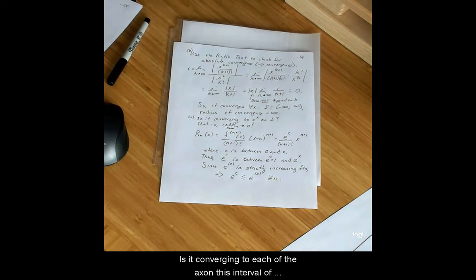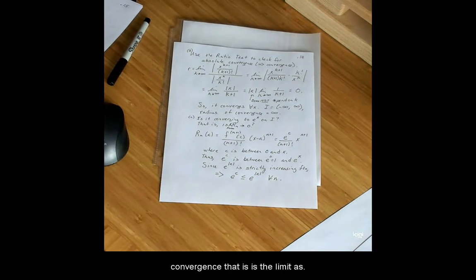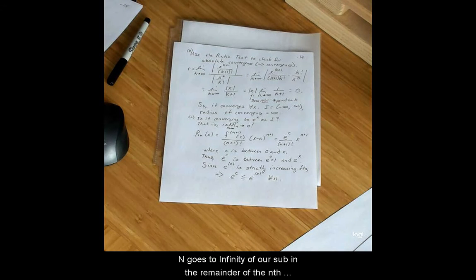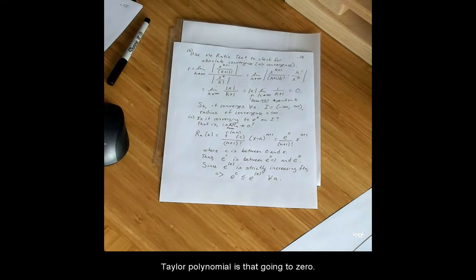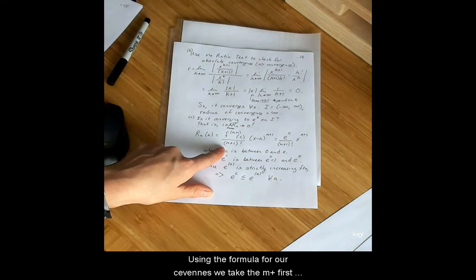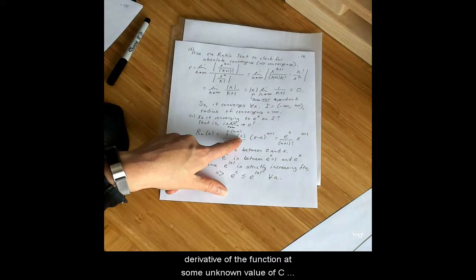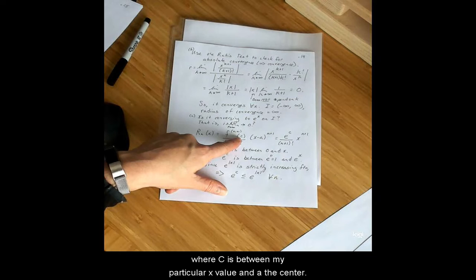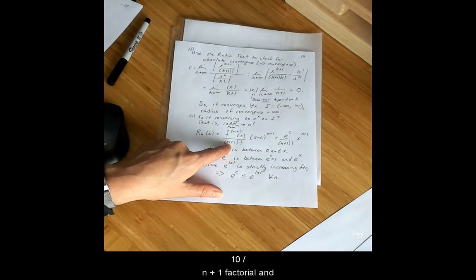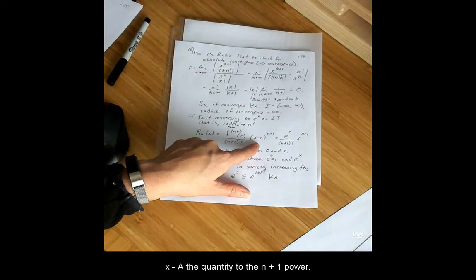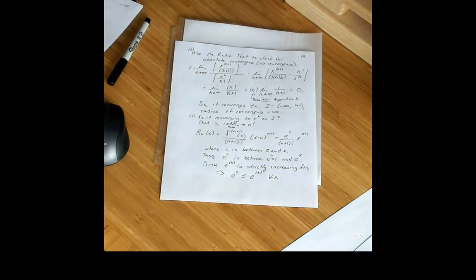Is it converging to e to the x on this interval of convergence? That is, is the limit as n goes to infinity of r sub n, the remainder of the nth Taylor polynomial, going to 0? Using the formula for r sub n, we take the n plus first derivative of the function at some unknown value of c, where c is between my particular x value and a, the center, divide by n plus 1 factorial, and multiply by the quantity x minus a to the n plus 1 power. Now, c again has to be between the center and x.